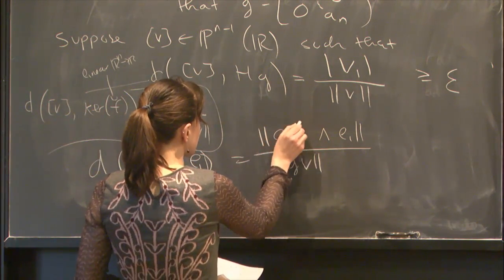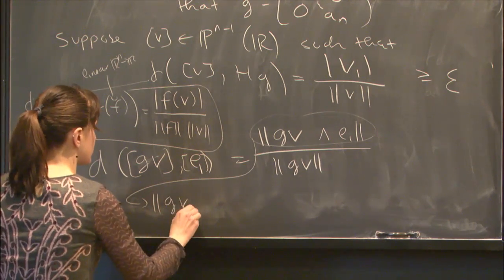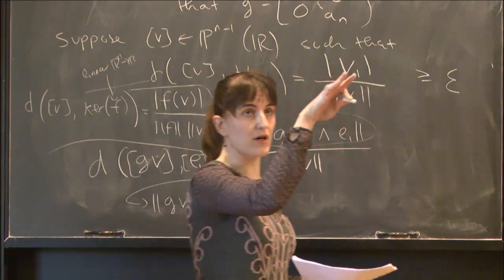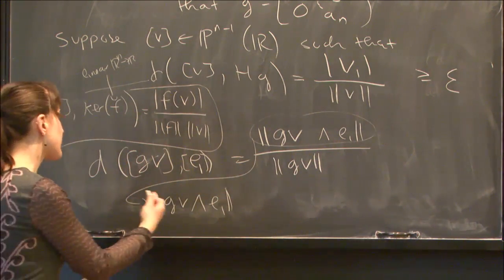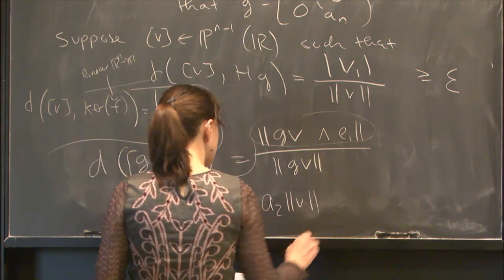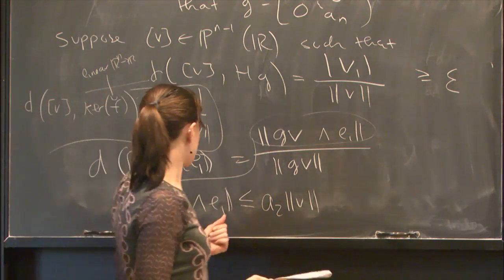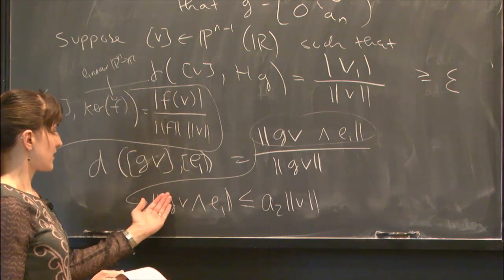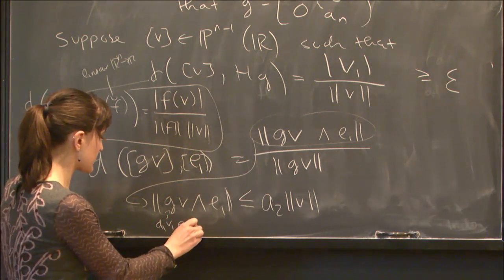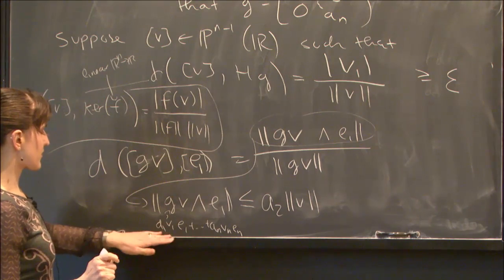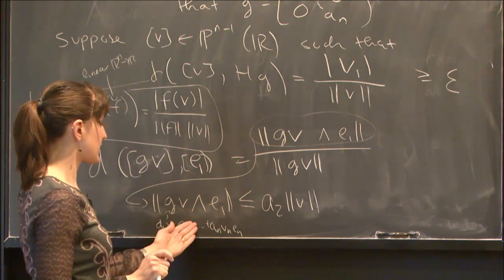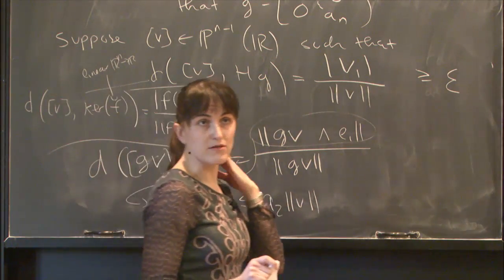And now the observation is that if you look at the norm of gv wedge e1, since g is diagonal, gv is simply a1 v1, a2 v2, a3 v3, and so on. That's that vector. This is going to be less than or equal to a2 times the norm of v. Because gv is going to be a1 v1 e1 plus and so on, plus an vn en. And this first part with the a1 coefficient is just going to get swallowed when you wedge with e1. It's going to go away. And then the largest next singular value is a2.